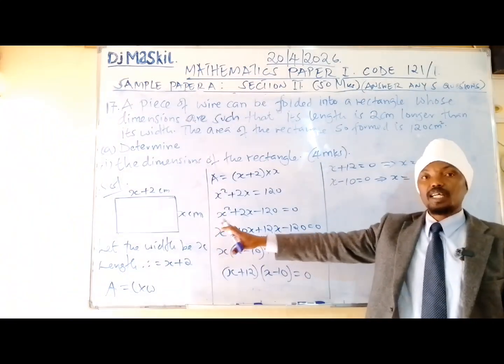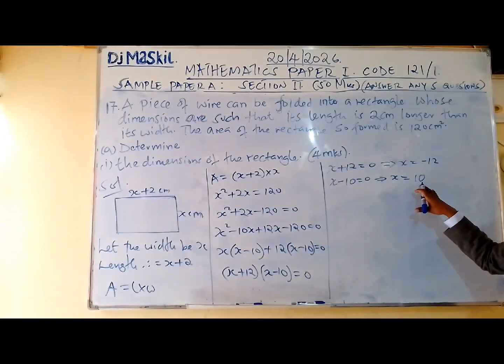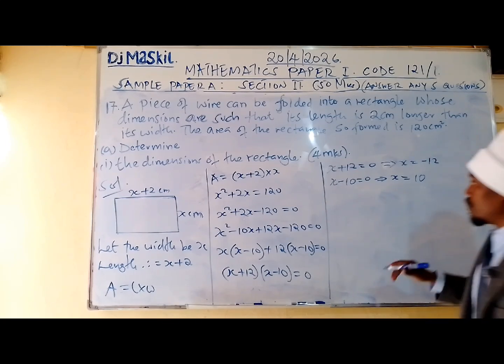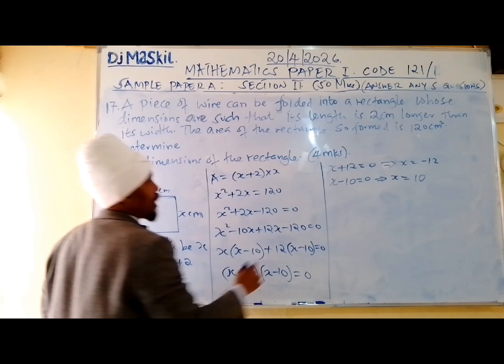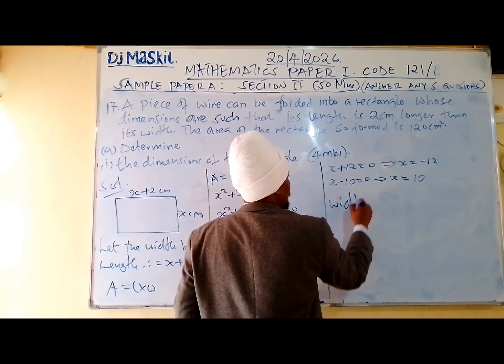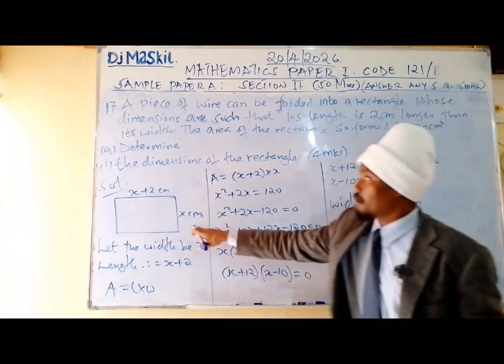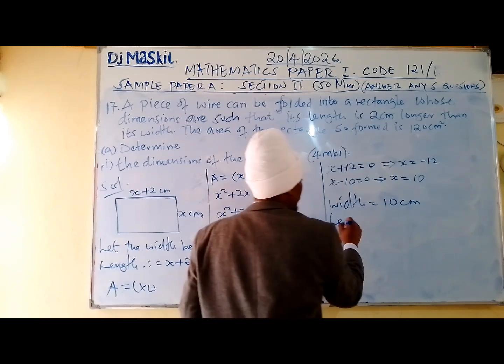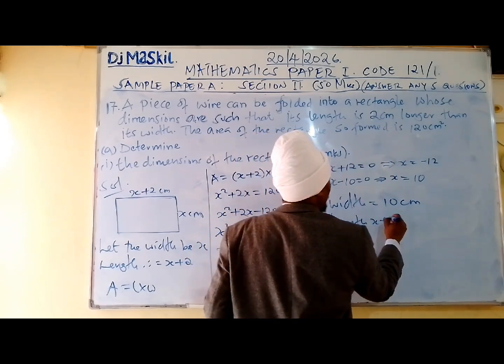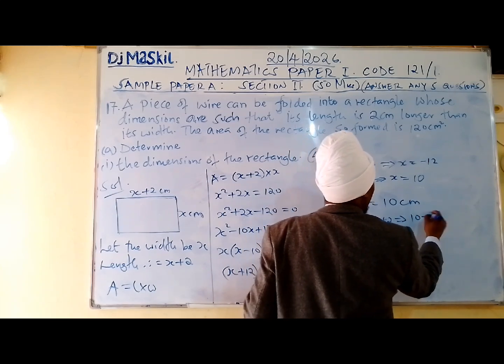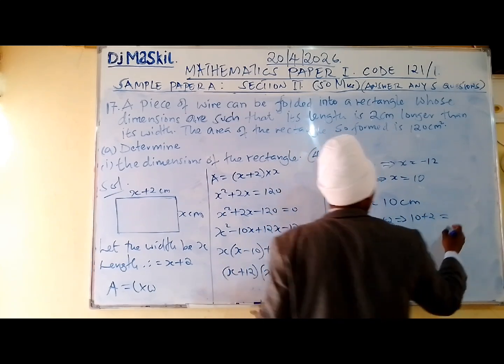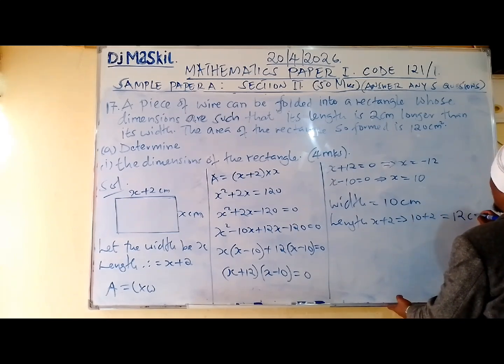So we are dealing with the length. So x is 10. The dimensions are therefore width is equal to 10 centimeters because it is the x, and the length is x plus 2. So this one is 10 plus 2, and we are going to get 12 centimeters.